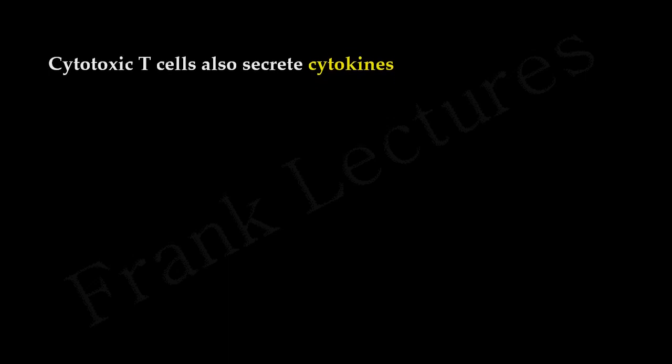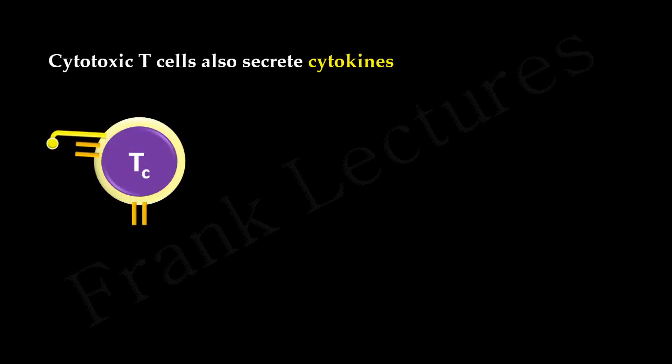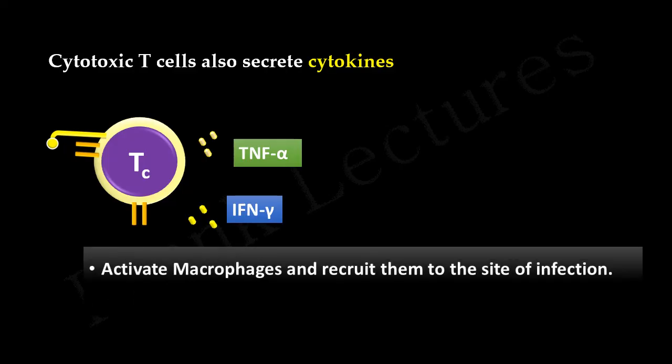Besides their main function as killer cells, cytotoxic T cells also secrete cytokines. The major cytokines secreted by killer T cells are interferon gamma and tumor necrosis factor alpha. The main role of these cytokines is to activate macrophages, and recruit them to the site of infection.